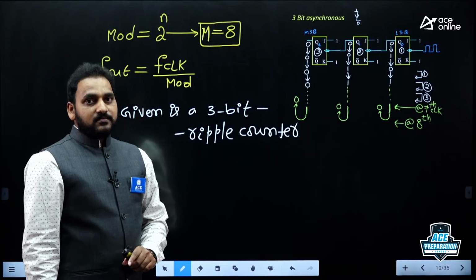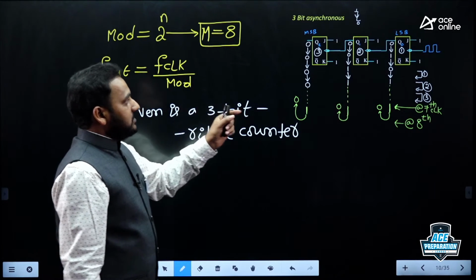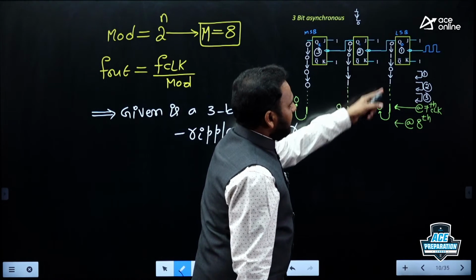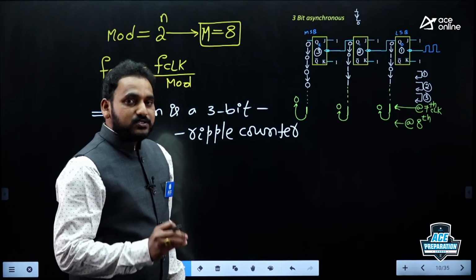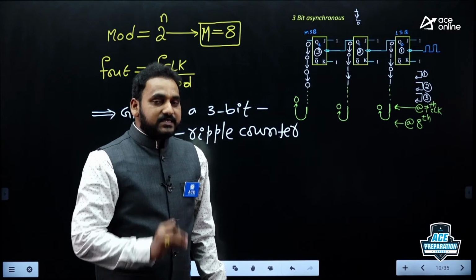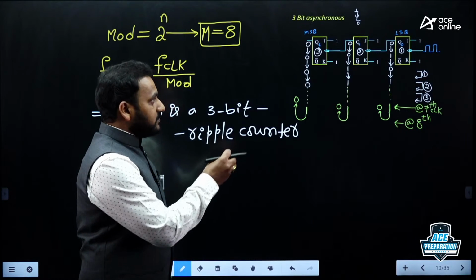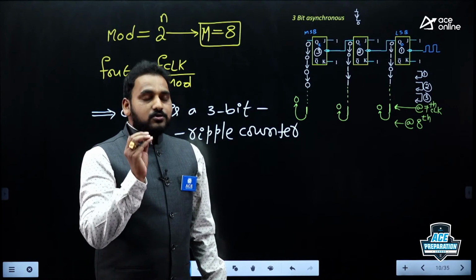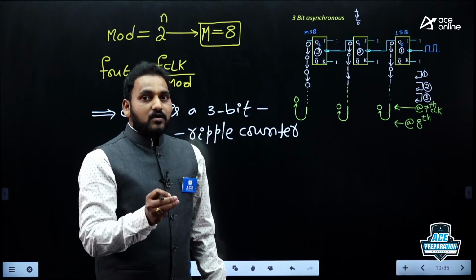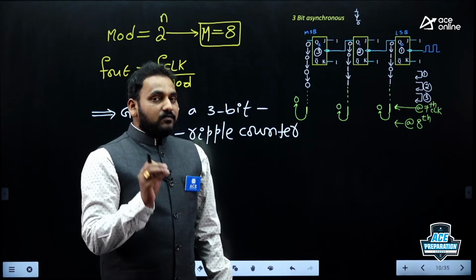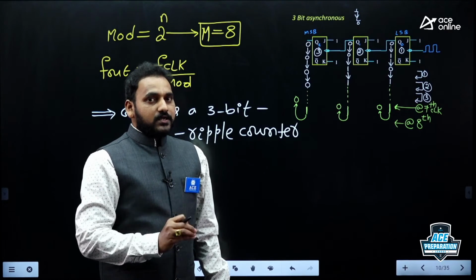Remember the point. For example, sir, if it is having 3 bits but it is giving only 5 states, 0 to 4, 5 states, sir, can I call it a ripple counter? No. You should not call it a ripple counter. You should call it a mod 5 counter.